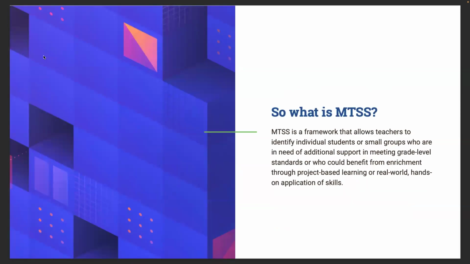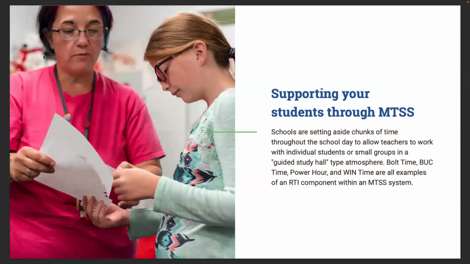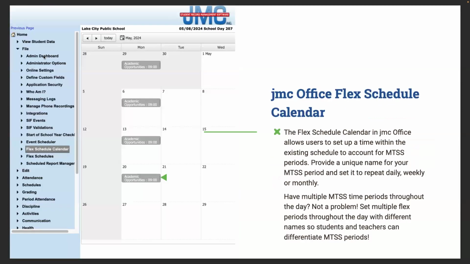MTSS is a framework that allows teachers to identify individual students or small groups who are in need of additional support in meeting grade level standards, or who could benefit from enrichment through project-based learning or real-world hands-on application of skills. Schools are setting aside chunks of time throughout the school day to allow teachers to work with individual students or small groups in a guided study hall type atmosphere. Bolt time, buck time, power hour, and win time are all examples of an RTI component within an MTSS system.